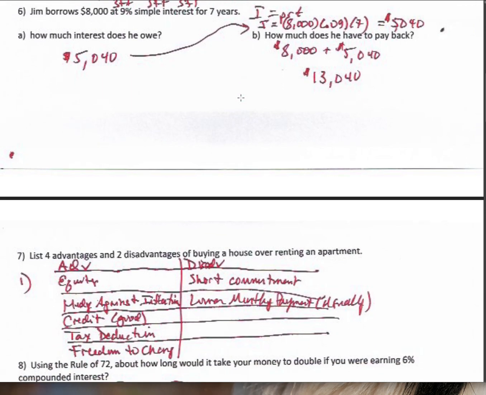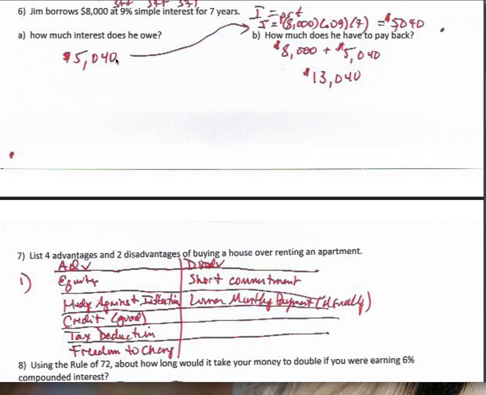Jim borrows $8,000, I'm sorry, at 9% simple interest for 7 years. How much interest does he owe? Well, I equals PRT, principal times rate times time. So that would be 8,000 times 0.09, because the interest rate must be expressed as a decimal, times 7. Altogether, that's $5,040. That's the amount of interest he owes.